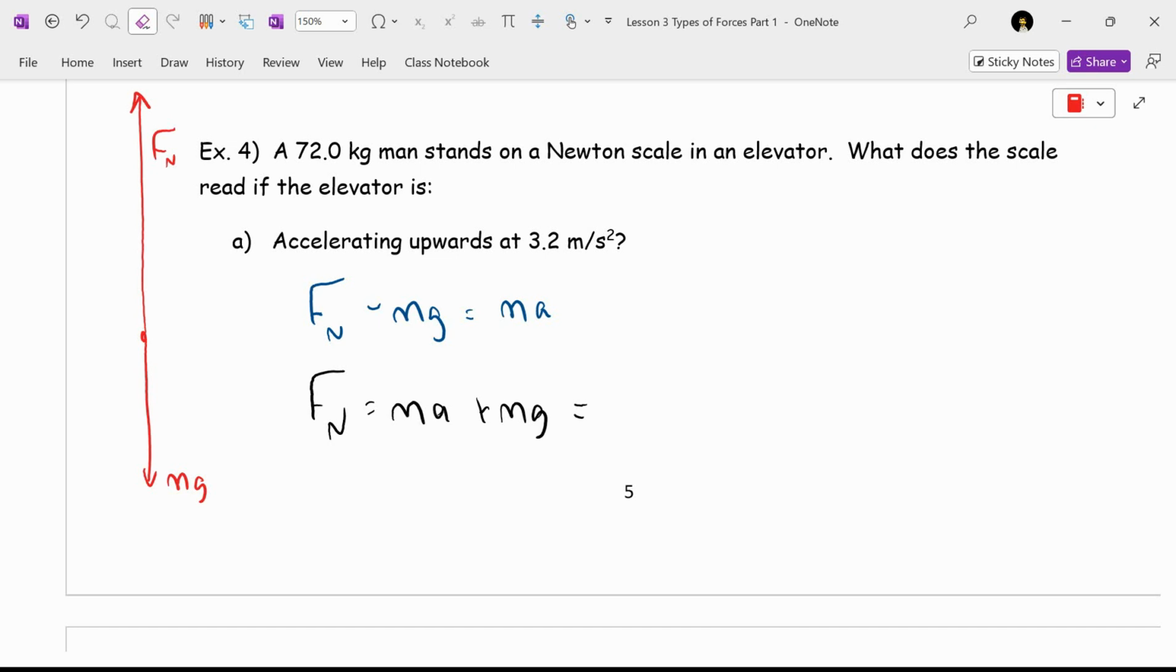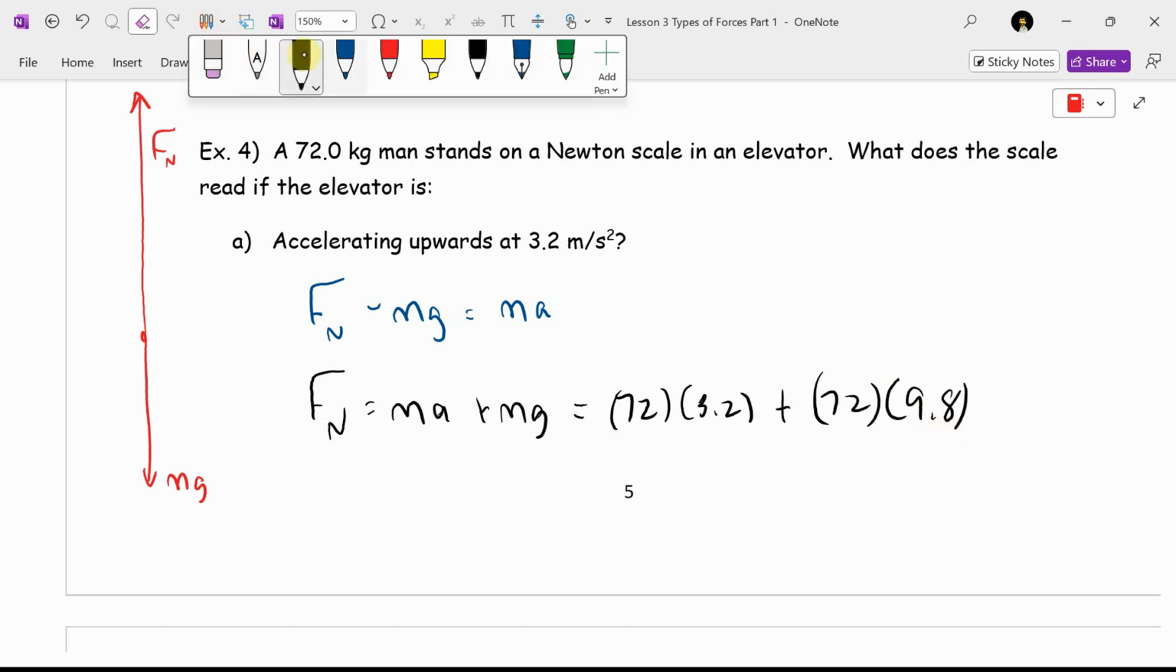What's the mass? M, they told me. Yeah, you went and looked for kilograms. What's the acceleration? They told me. You went looking for meters per second squared. Good. Plus, what'd you say m was? 72. Tristan, what's g as a number?